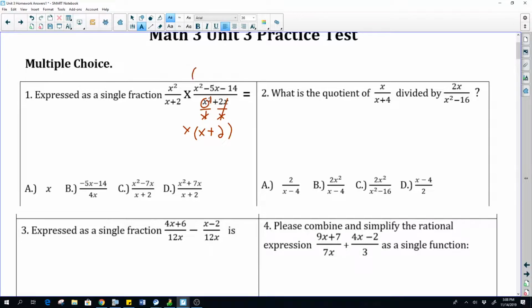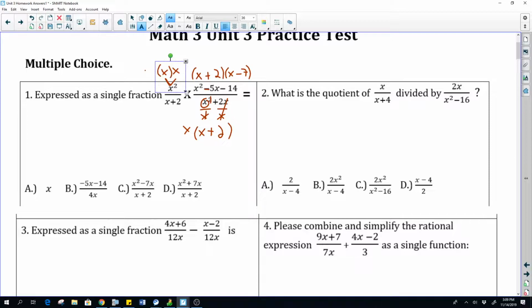On the top, we can factor that. What are factors of 14? Think about it. That's right, 2 and 7. 2 and 7 is 14. And we want to get a negative 5, and the negative always goes with the bigger number. So negative 7 and a positive 2. Awesome. This x squared does technically factor into x and x. There we go. And then we can cancel stuff out.